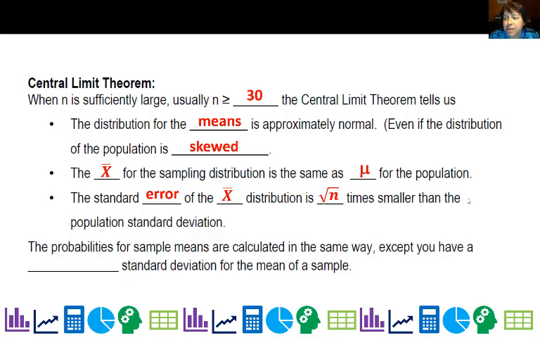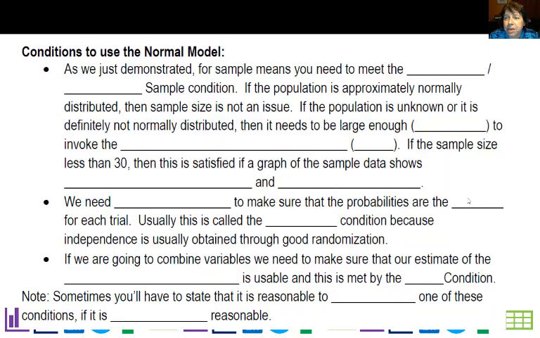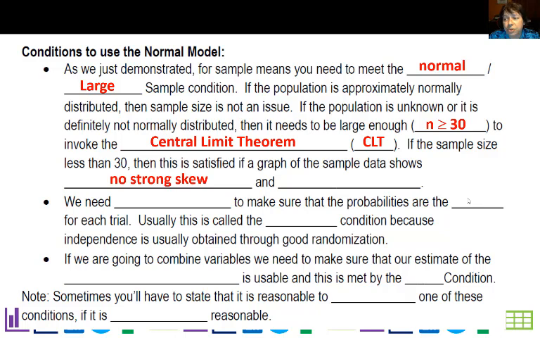Probabilities for sample means are calculated in the same way, except you have a smaller standard deviation for the mean of the sample. So some of the conditions. You need to meet the normal large sample condition. Either the parent population is normal, and it doesn't really matter how big your sample is, or your sample's large enough. In other words, it's greater than or equal to 30. And then we can invoke the central limit theorem, sometimes called CLT. If it's less than 30, it's really important that you graph your sample data and make sure there is no strong skew and no outliers. Again, that's for samples of less than 30 only.